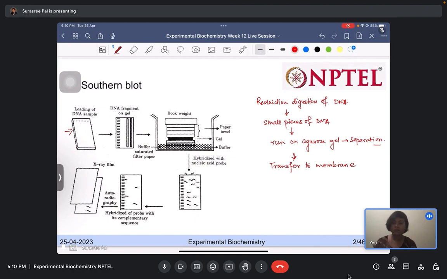What is a membrane? What are different types of membranes? We are going to discuss that. But before going to that, just to give you a brief overview, this is a typical transfer setup. And this transfer is usually done by capillary action. So this is actually capillary transfer.